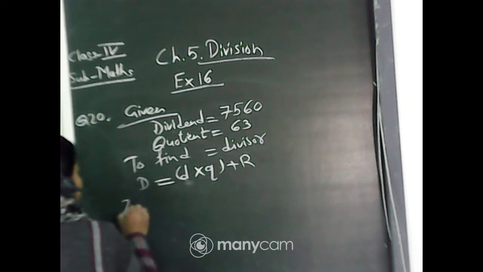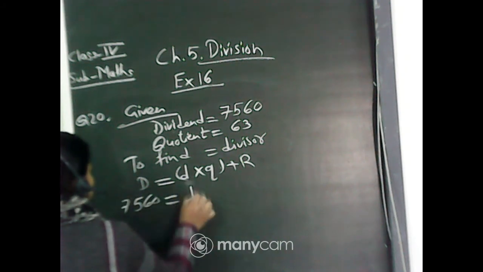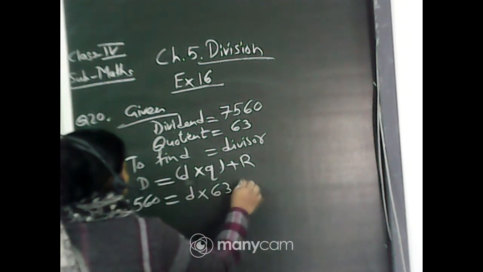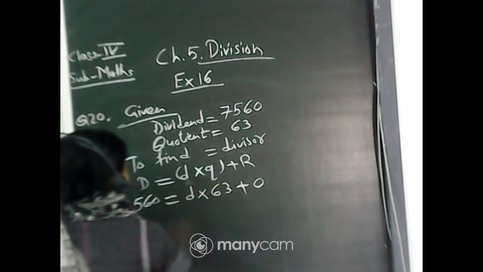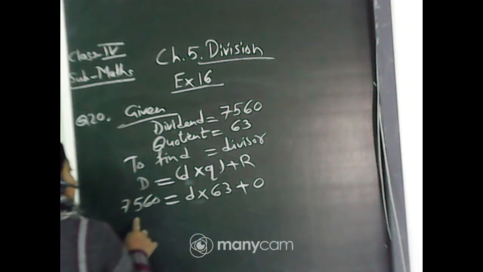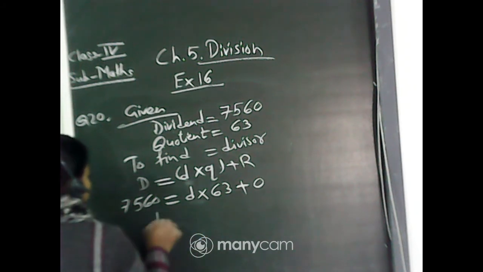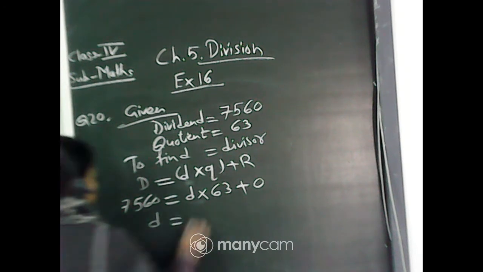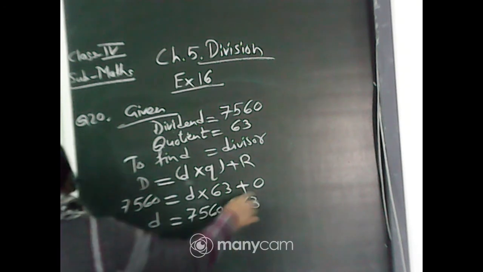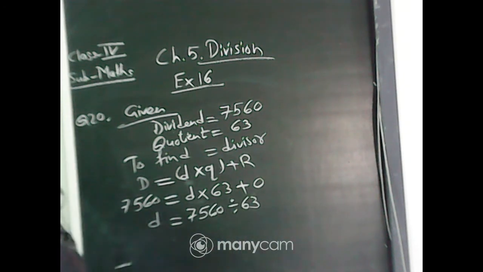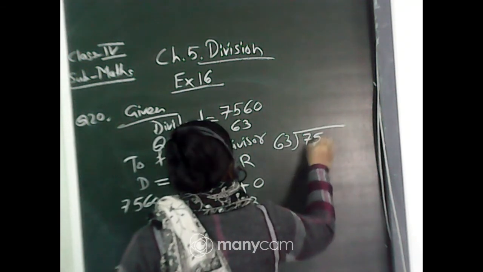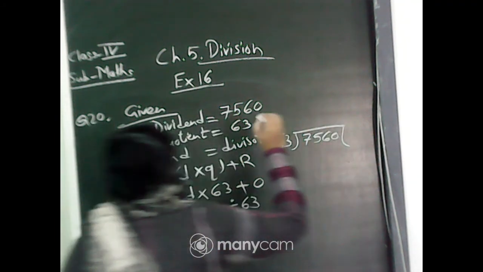Now capital D is given. 7560 is equal to small d into 63 plus R. R is not given, that means it is 0. Okay, now see, 63 is in the multiplication form, so when it comes this side it will be in the division form. So small d is equal to 7560 divided by 63, and since 0 is in addition form, it will be as it is. So 63 outside and 7,560 inside. Now divide it.